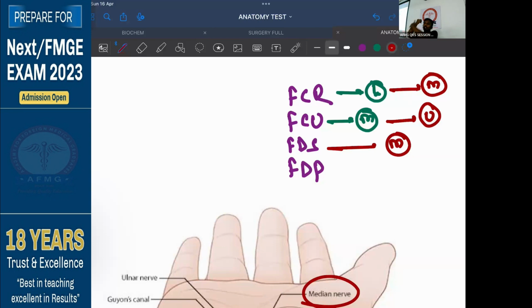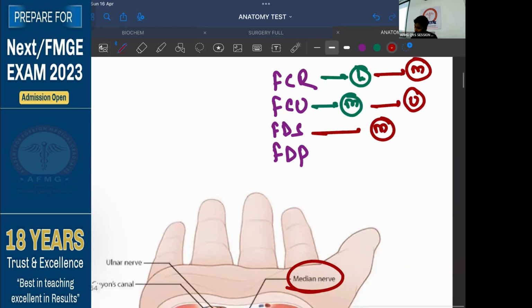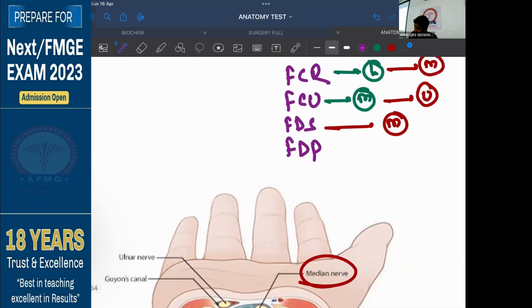Radial nerve हमेशा posterior compartment को supply करती है. It never comes in the anterior compartment. याद रख लो, it never supplies the anterior compartment. ठीक है, no issues with this anybody? Whereas flexor digitorum profundus is innervated by both the nerves. Medial half will be innervated by the ulnar nerve and the lateral half by the median nerve.